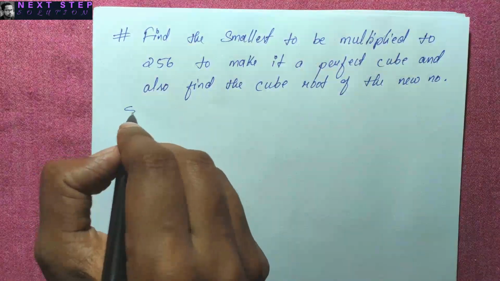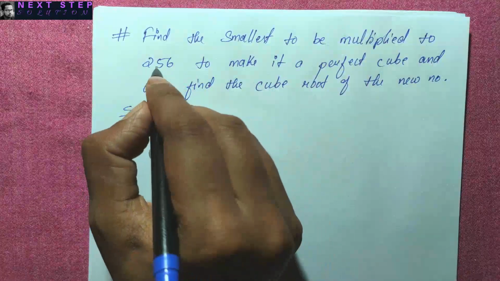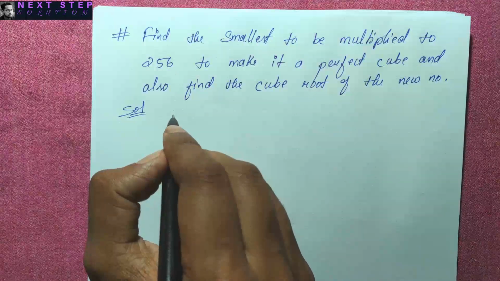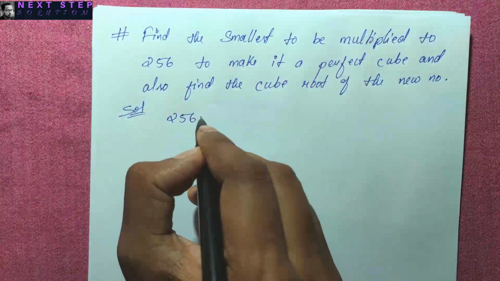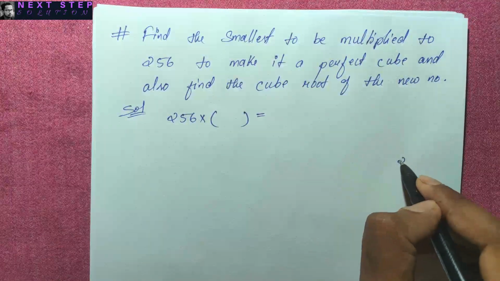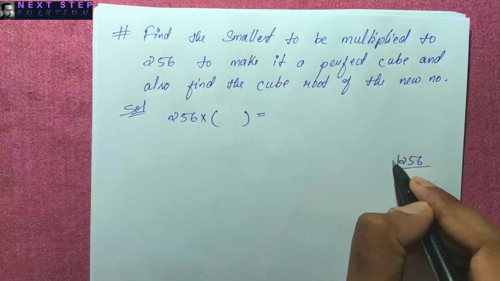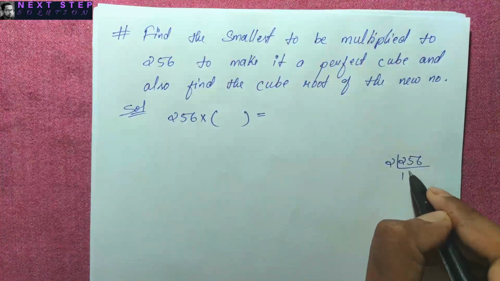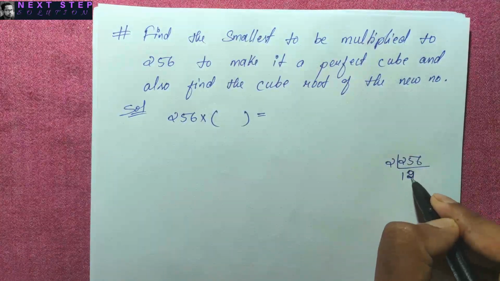Now here the number given is 256. This is not a perfect cube. We need to multiply some number to it to get a perfect cube. Let's check what is that number. 256 is a factor of 2. 2 ones are 2, 2 twos are 4, 1 comes here.